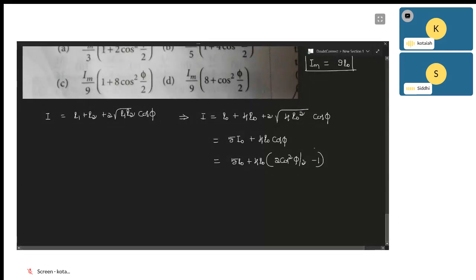Do you know this formula? Yes, sir, I've seen this. Cos 2 theta is equal to 2 cos square theta minus 1. Same formula.